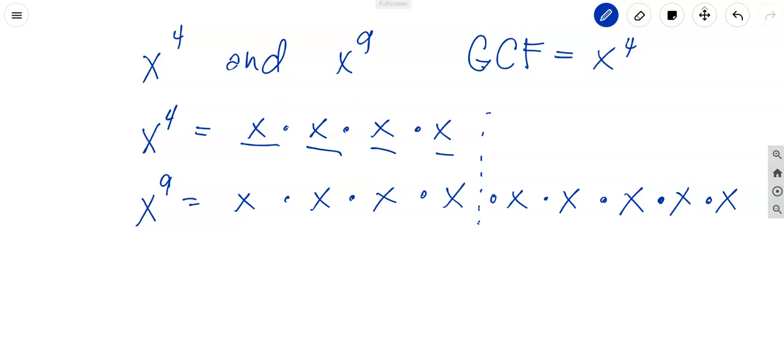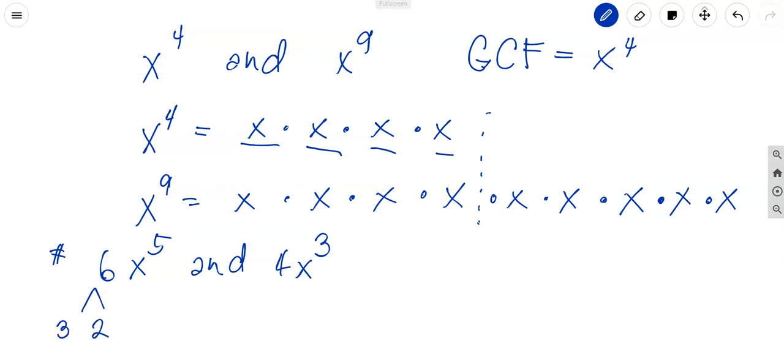What if we have another example? What if we have 6x to the power of 5 and 4x cubed? 6 will be factored out as 3 times 2. For x to the power of 5, we can multiply x times x times x 5 times, right? As you observe in this case, the lowest exponent will be the factor of a variable. Therefore, the lowest exponent now is x cubed.